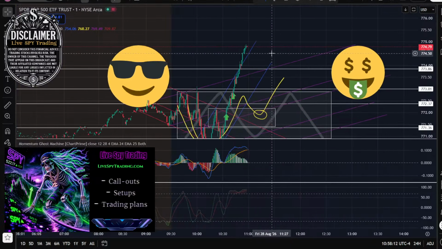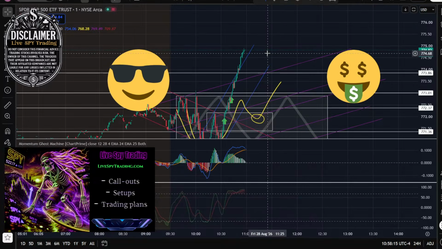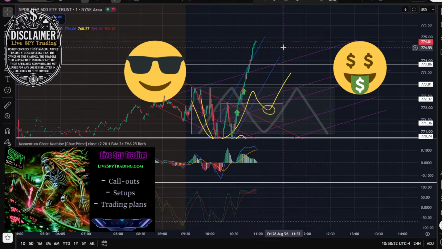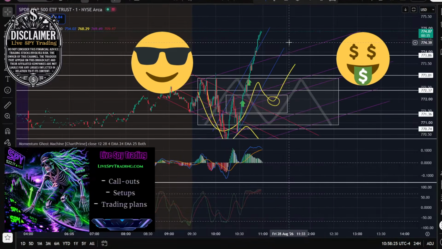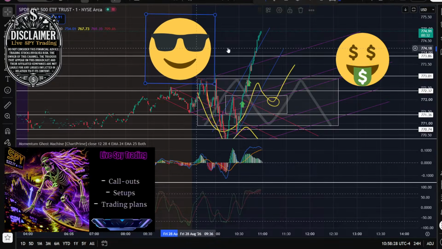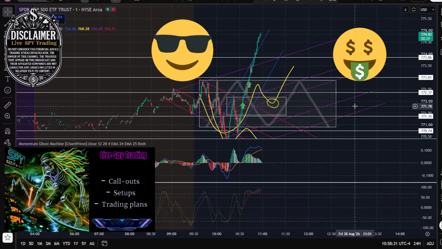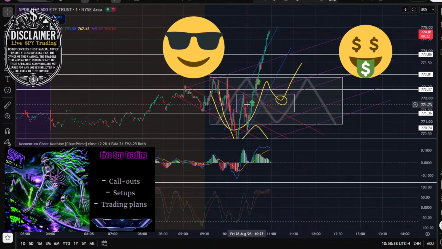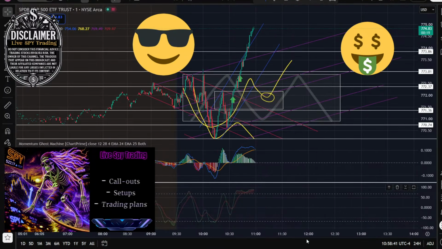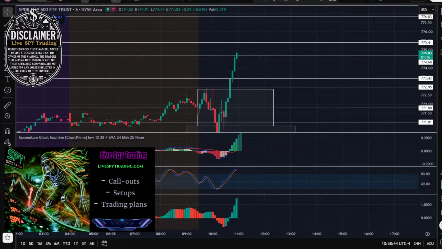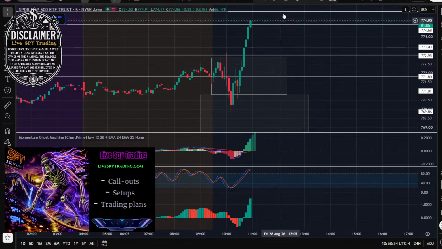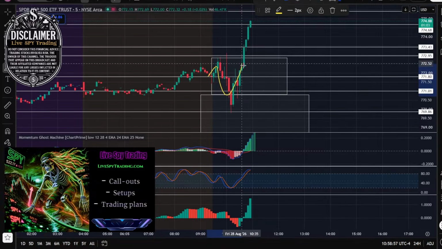Oh my goodness. Look at this. All right, start to adjust your stops. Sensational. I think if we look at our 5-minute, we can see the minor cup and handle a little bit better.